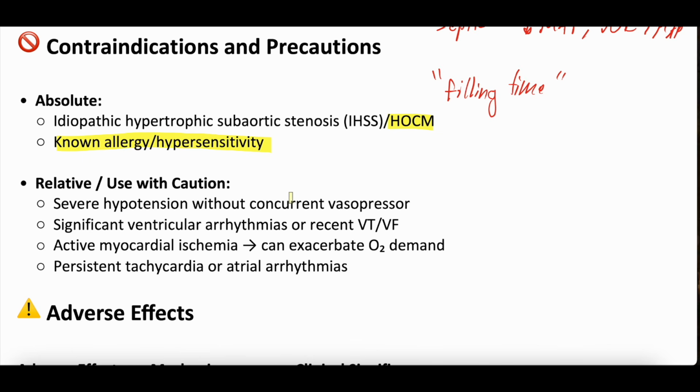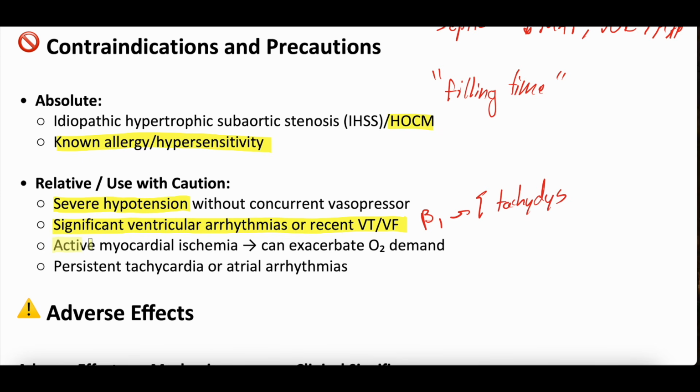Use with caution. Patients with severe hypotension, use with caution because it will drop the blood pressure more. Patients with significant ventricular arrhythmias, you have to use with caution because of all the beta-1 effect. Beta-1 effects increase risk of tachydysrhythmias. All right, so using caution in them.